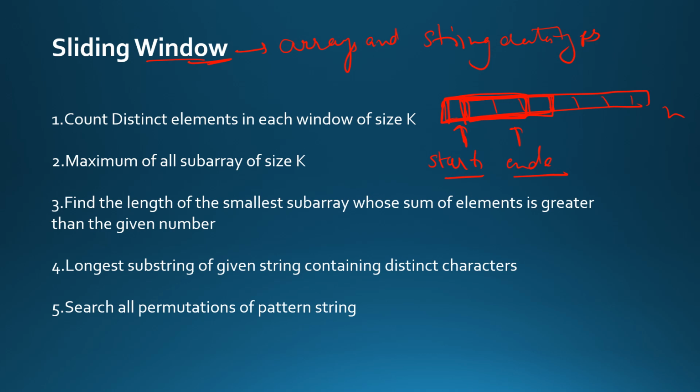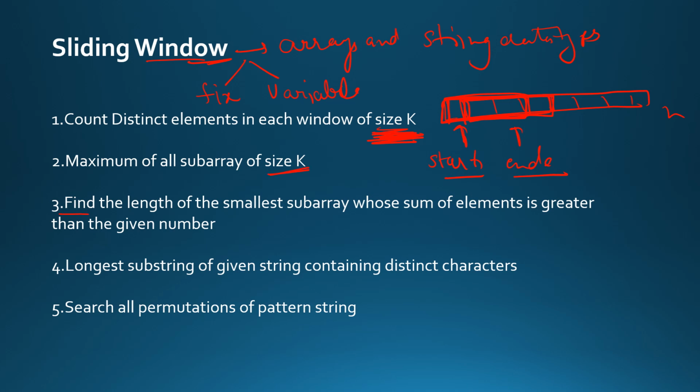So let's take this example: count distinct elements in each window of size k. It is an example of a fixed size. In the sliding window approach, we have two types of windows, fixed window or variable window. In this, the size is fixed. Here also the size is fixed.